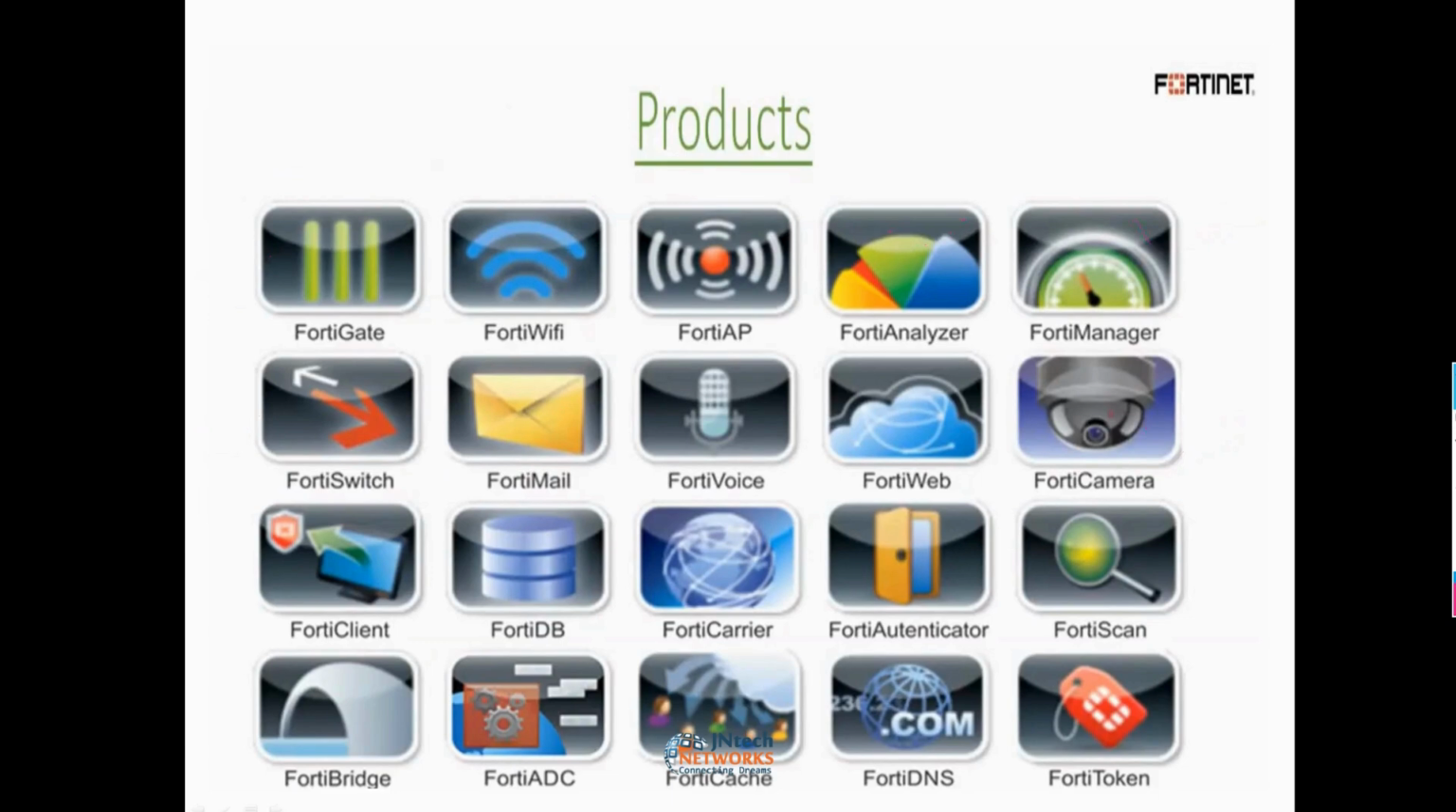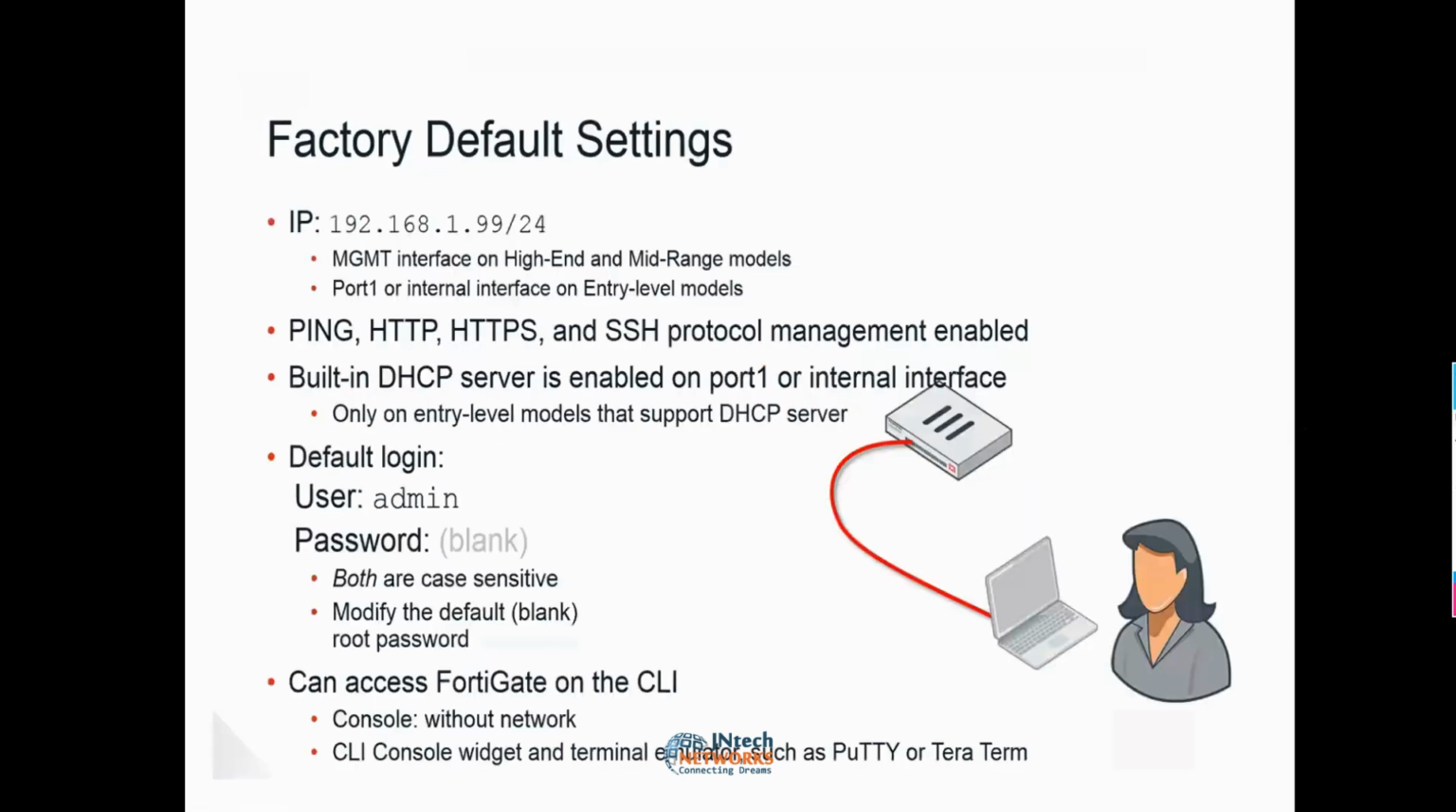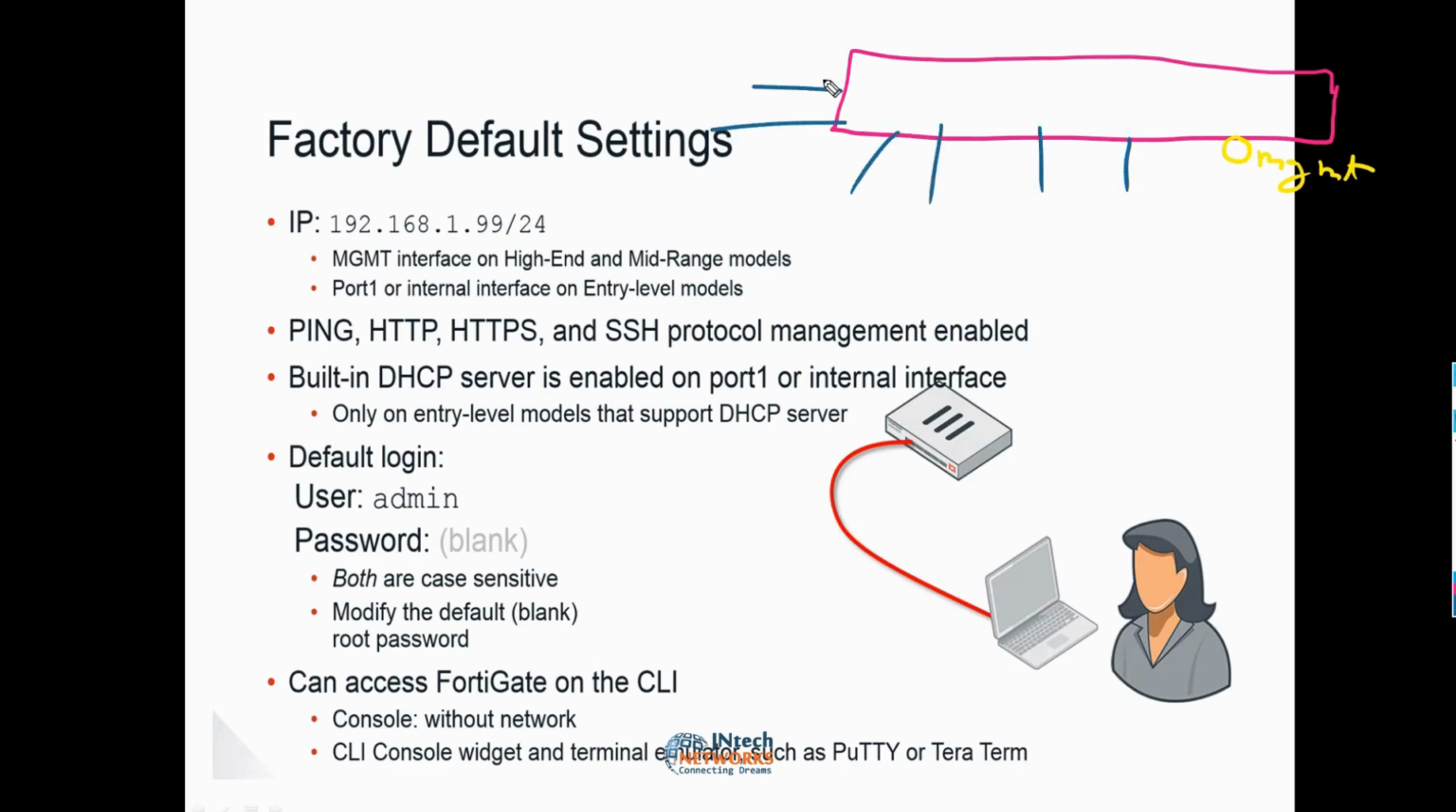Let's talk about the default configuration on Fortinet, the factory default setting. If I have a high-end appliance or mid-range firewall device, we can get a dedicated management port. Yes, we have data interfaces, no problem. We have data interfaces where we can connect our LAN network, WAN network, DMZ network. But in a high-end or mid-range firewall device, you can get a dedicated management interface.